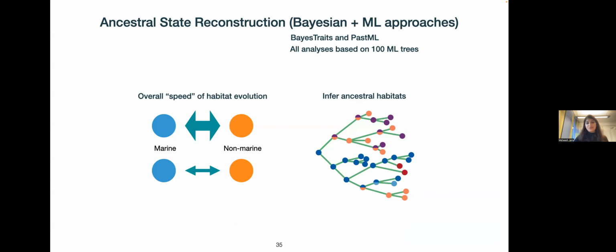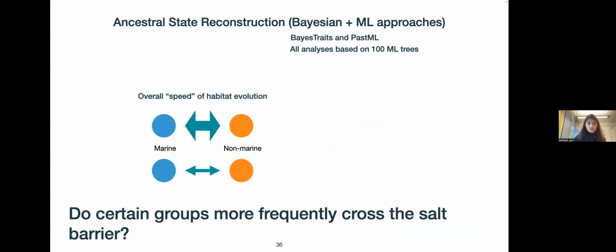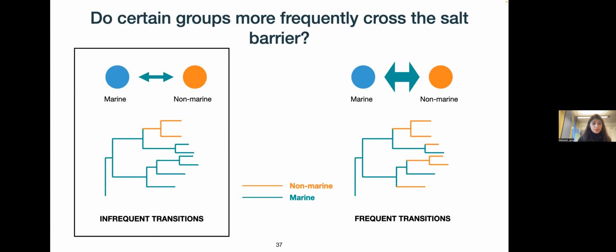Now that we had these really comprehensive phylogenies, we can use ancestral state reconstruction to investigate different aspects of habitat transitions. One of the questions we had was, are there certain groups that are more adept or better at crossing the salt barrier? We can investigate this by looking at the number of transitions per unit of branch length.